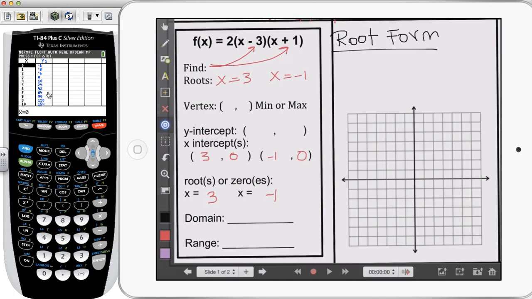Now remember, the vertex is going to be a point. But let's look at the roots since we're talking about the roots now. The roots are going to be the ones having a y of 0. So as you can see, (3, 0) is going to be my first root, and (-1, 0) is going to be my second root. But I already know that from the equation, but you can always check.